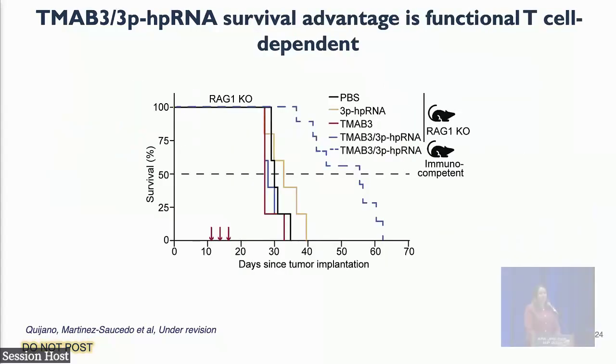So the next step that we took to see the dependence of the TMAB and the short hairpin on T cells was to use RAG1 knockout mice. So again, we repeated the orthotopic model, and we gave the 3 doses. And you can see here how the advantage that was given by the antibody and the short hairpin was completely abolished when the T cells were not present in the tumor microenvironment.